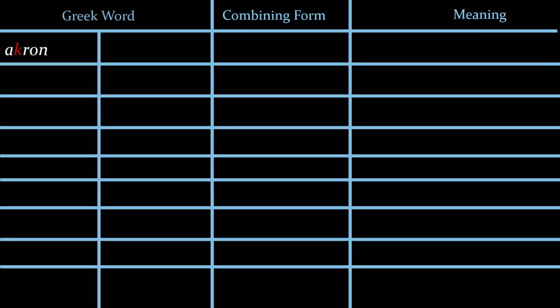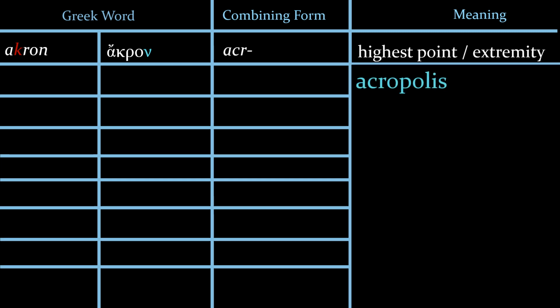All right, and this probably looks familiar by now. I am going to present things a little differently. We have the root word akron, and there's what it looks like in Greek. And its combining form, which is what's really important to you, I think, is the ACR. Okay, and this means highest point or extremity. So you get Acropolis from this, the highest point in the city.